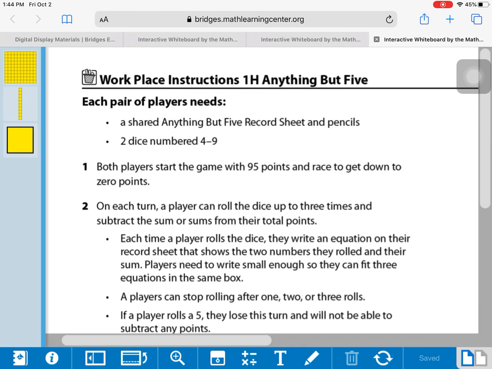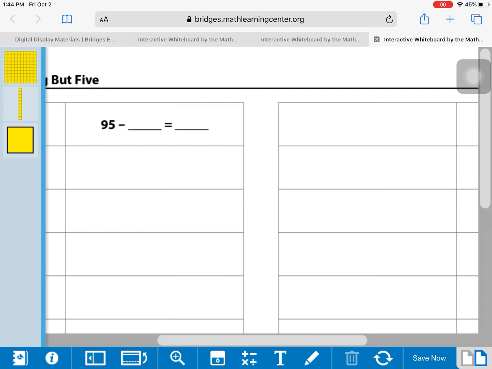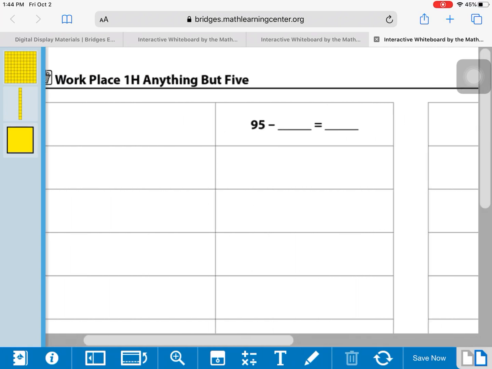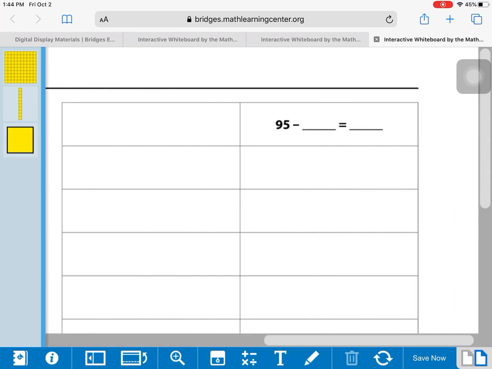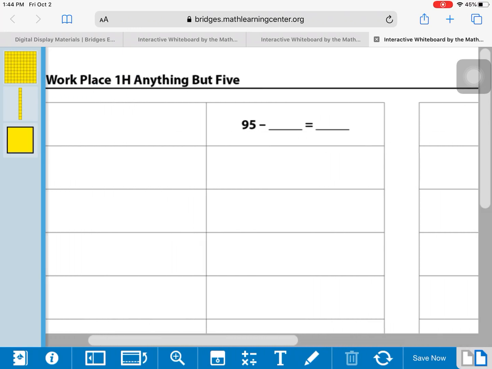So this one's called Anything But Five. I'm going to skip the instructions and just show you how to play this game so I can keep our video short today. As you can see, there are two sides to our game. There's a player one and a player two, and they each have an equation to start on the right-hand side that says 95 minus blank equals blank.